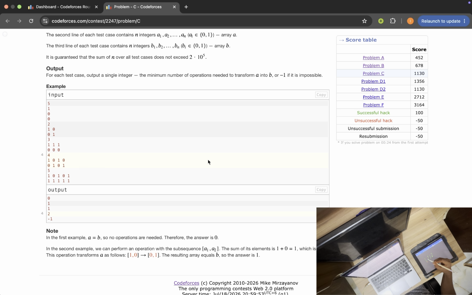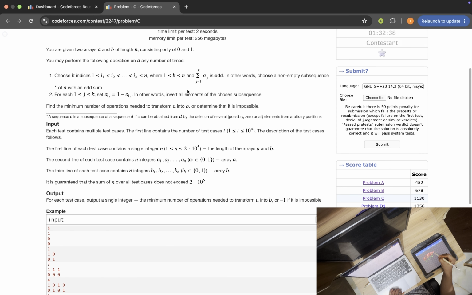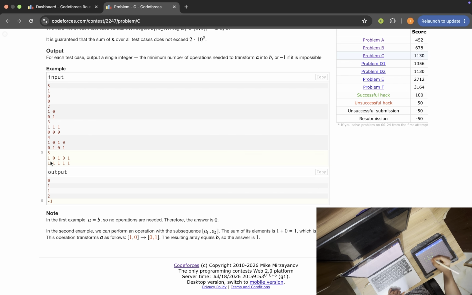So 1 2 3 4 is the indexes' sum. Oh no, the sum. 1, that's even, so 1 2 3, and next one for this one, so the answer is 2. Why is this one impossible? Let's see. 1 0 1 0 1 1 1 1 1 1.